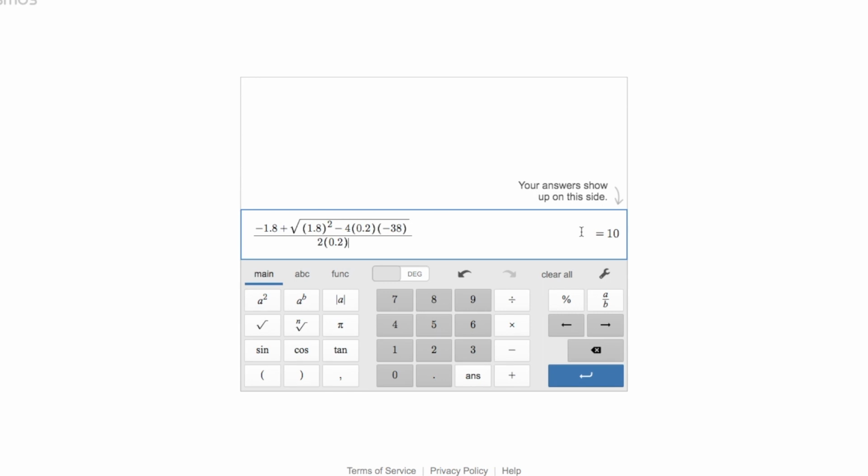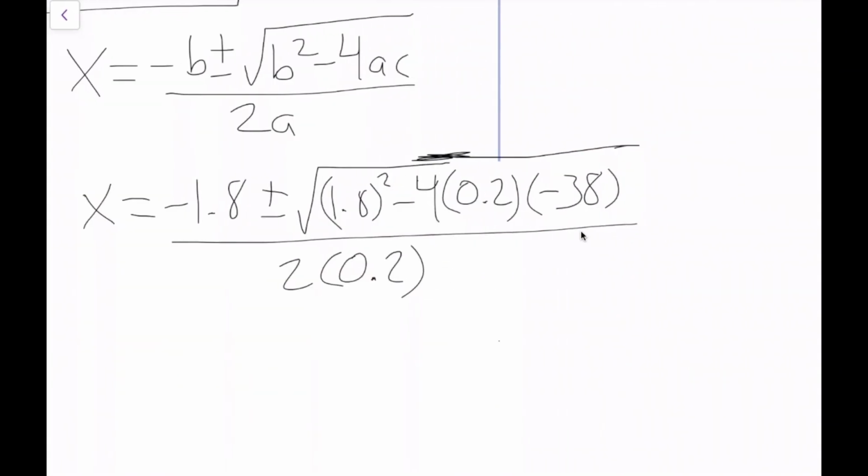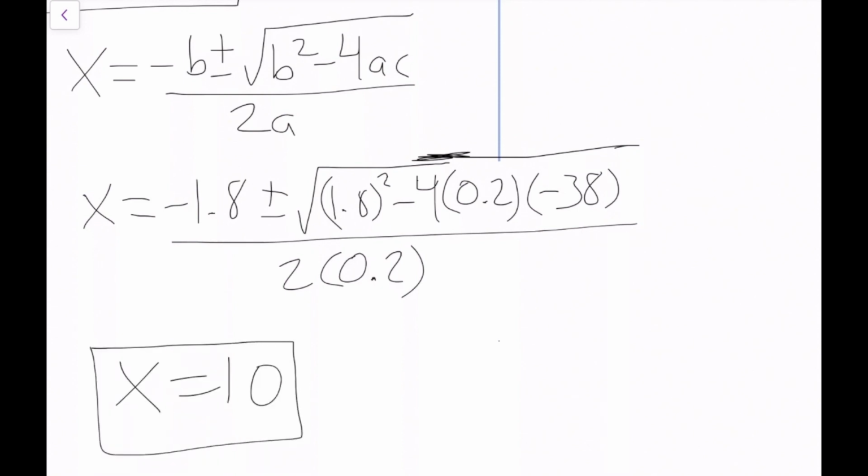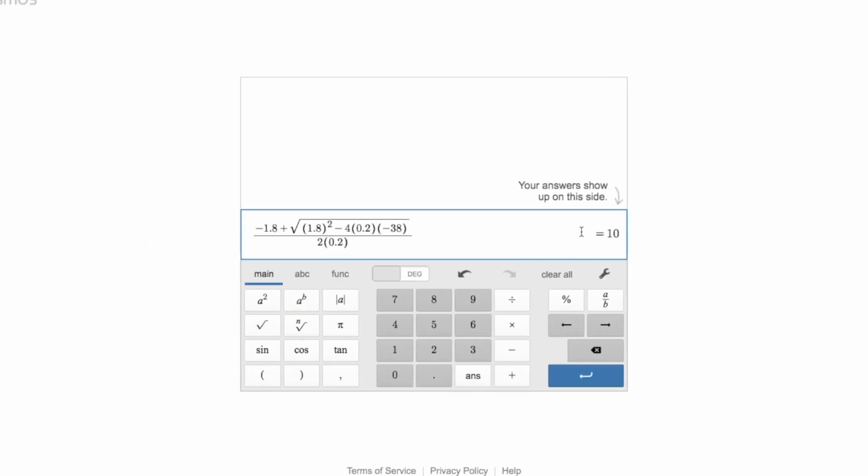So one of our x values, I'll write down here, is x equals 10. Once again, you could have solved this by hand, but it's probably quicker to use a calculator in this case. And then all I have to do to find the other solution is just change this plus to a minus. That's what the plus or minus means. You have both of them as your solution. And now I have x equals negative 19.